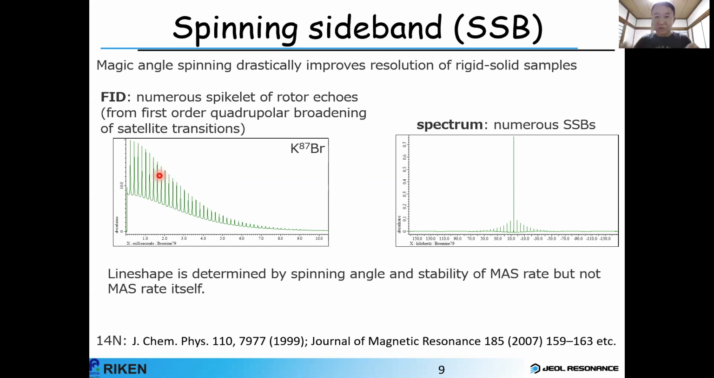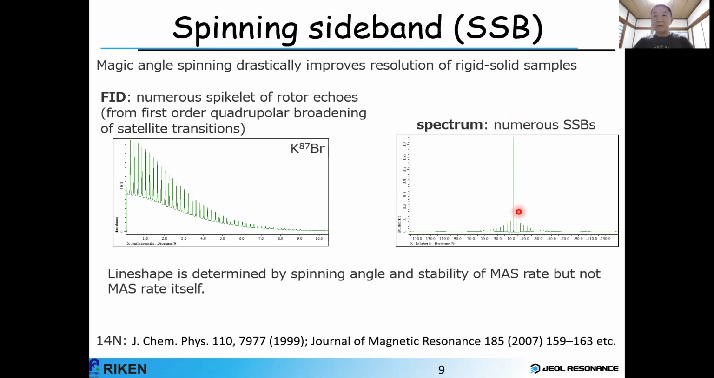The satellite transition in KBr is broadened by the first order quadrupolar broadening. Then this is removed by magic angle sample spinning, but that refocuses at every rotor cycle, and that results in this kind of spikelet. If you adjust the magic angle correctly, you can see a lot of these spikes. So simply we have to maximize these spikes by changing the magic angle. If we apply Fourier transformation, we can obtain the spectrum. Then you see numerous sidebands appear together with the center band.